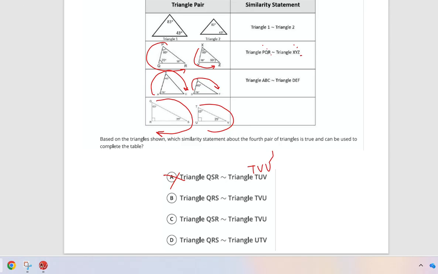Okay, let me erase that one. Let's see what's going on here. So in this one here it says QRS. So QRS, this direction we should go off. You see how those things match up, and this matches up. We should go TUV, TUV, QRS, TUV. No bueno, it doesn't match up. Okay, we got to mark that one off. Wrong.